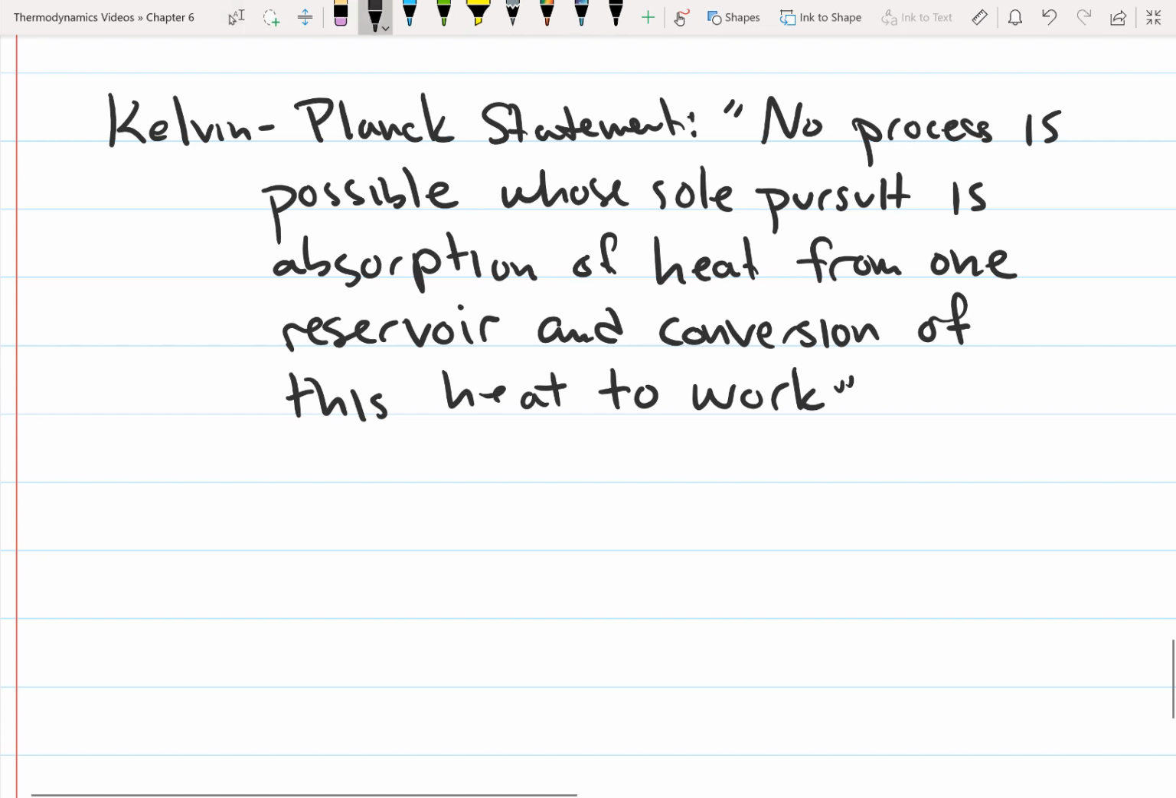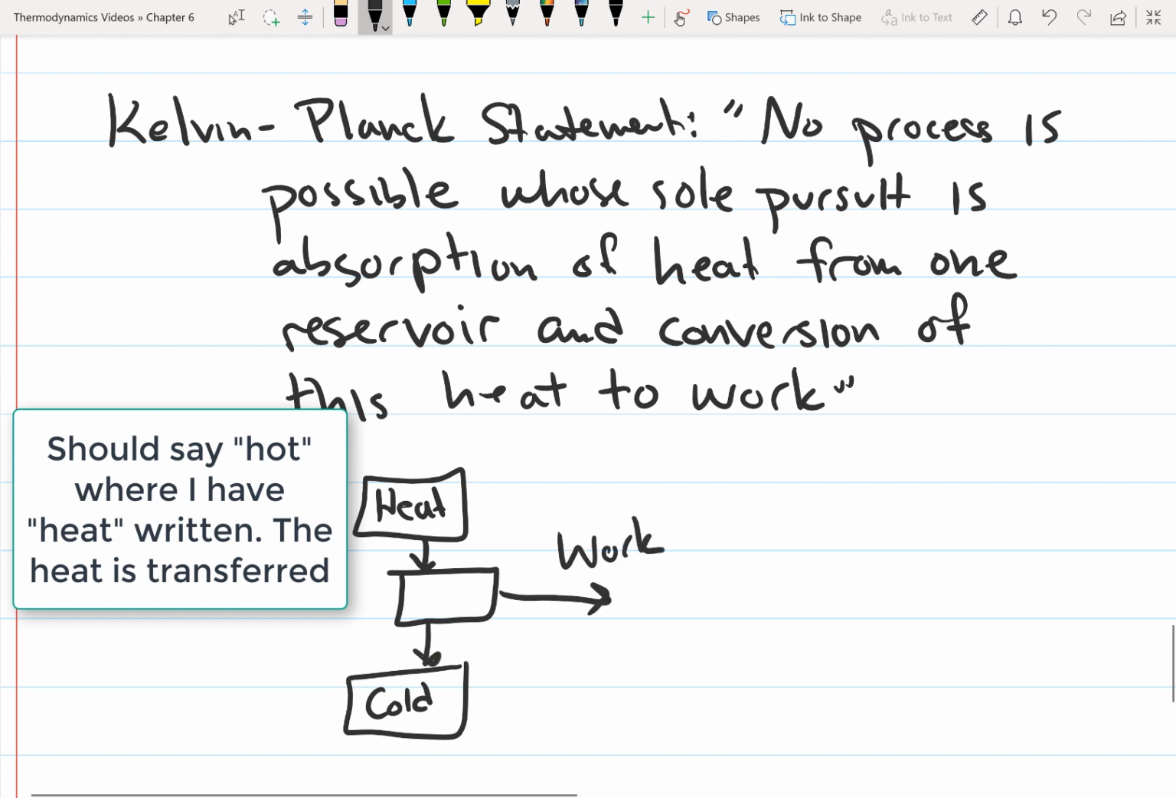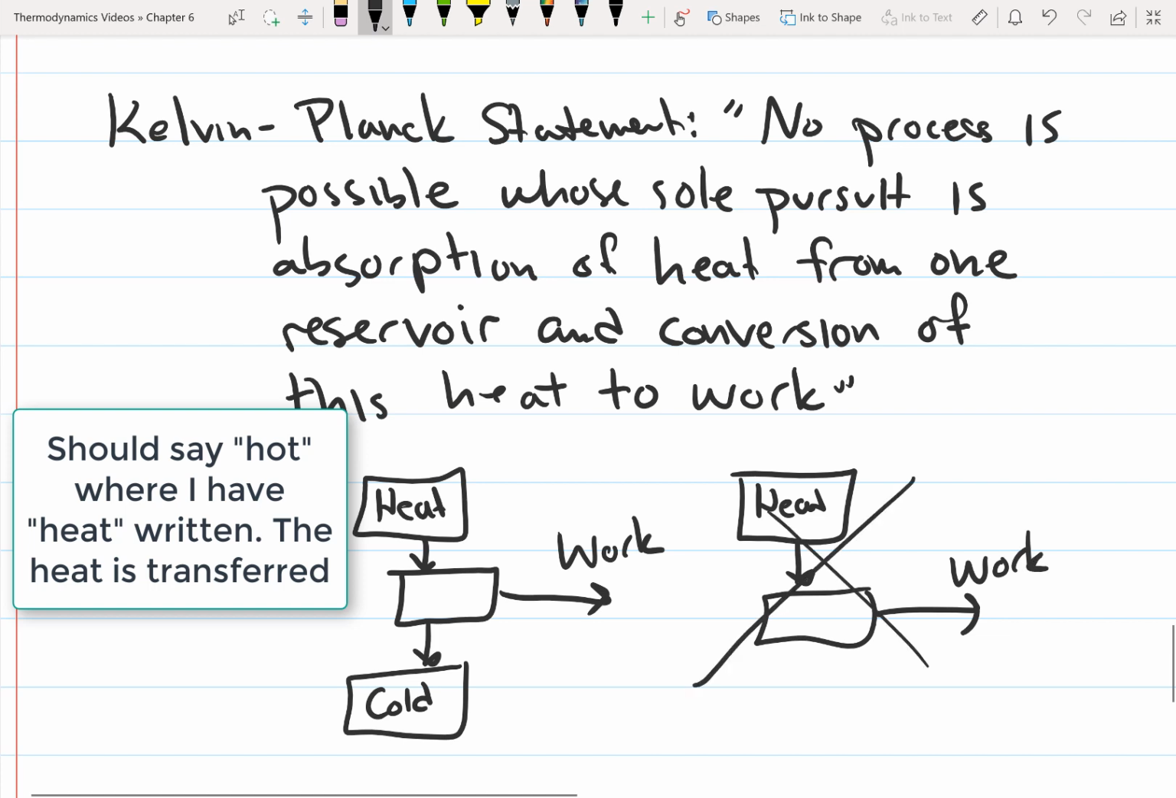So in other words, if we go back to what I showed you earlier, where we had the heat being transferred from the hot side to the cold side, and we had some black box in here that we're using to generate work, we can't run this like this. We can't just have the heat and convert this directly to work without having some sort of sink. So this isn't going to work.